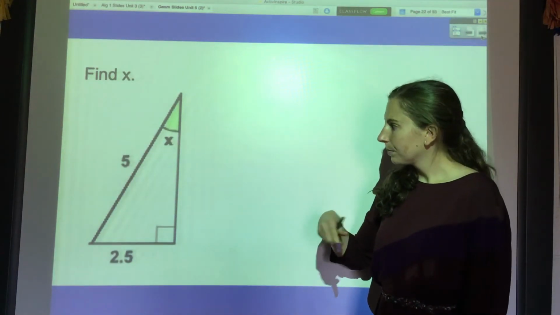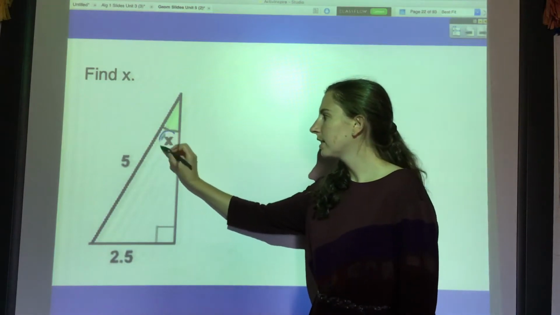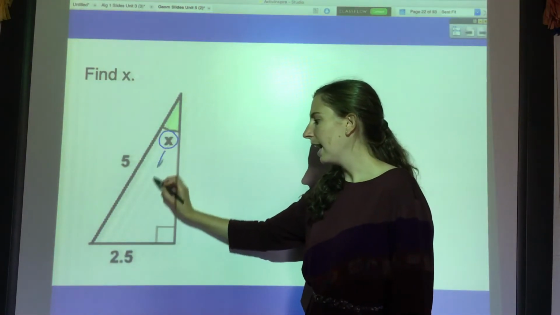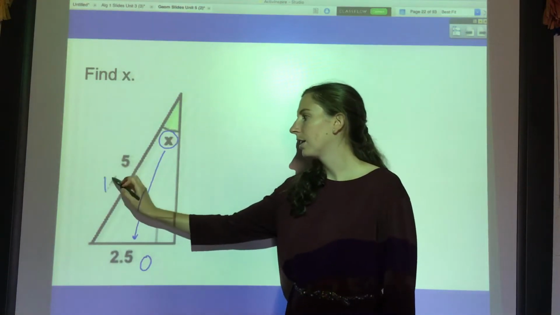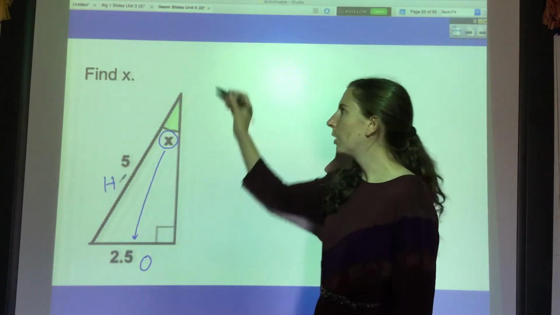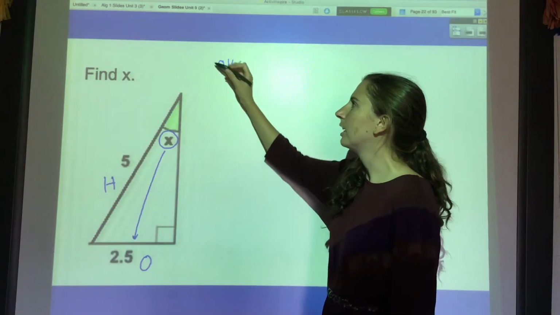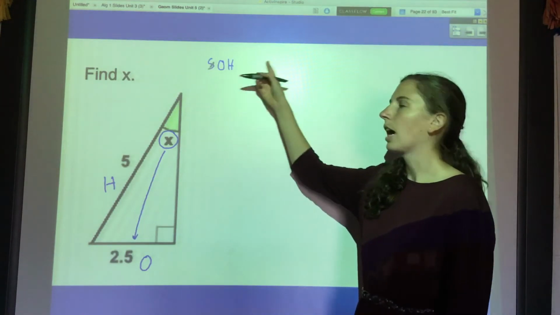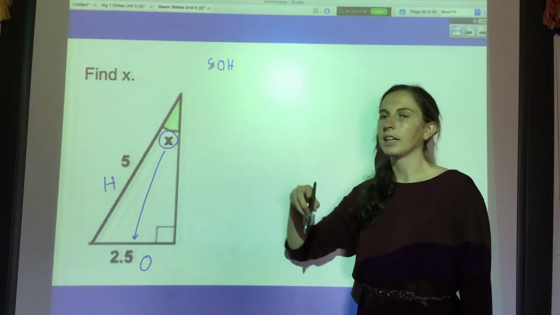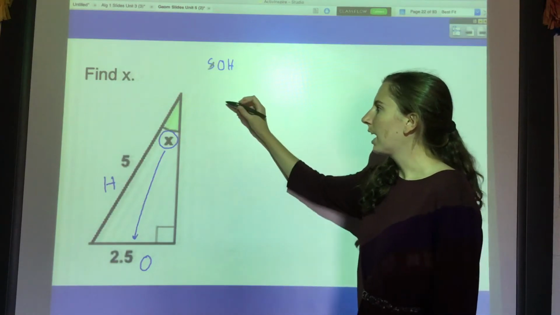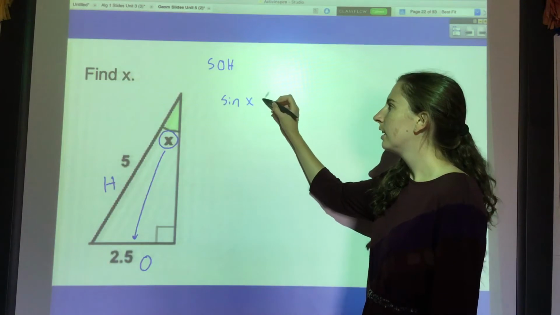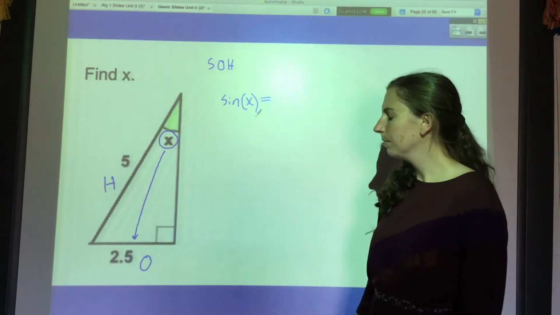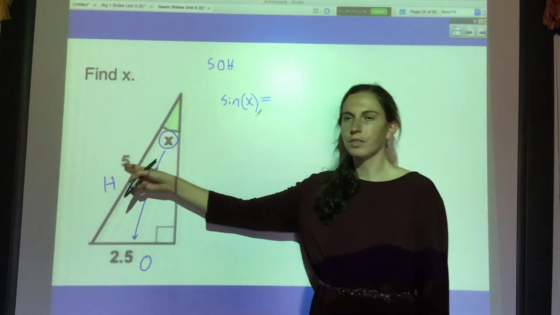All right, so if I'm trying to find this angle, that is the opposite side, and this right here is the hypotenuse. Once again, the one that has to do with O and H is sine, because SOH CAH TOA. So sine. So I know that the sine of angle x here equals 2.5 over 5.